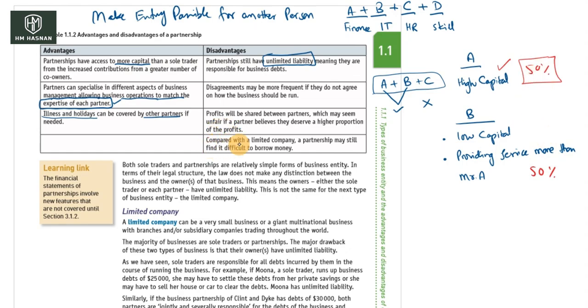And the last one is, compared with a limited company, a partnership may still find it difficult to borrow money. In a partnership business, partners can't borrow money from the public. The only way is to borrow money from a bank. A partnership business can obtain a loan from a bank only.